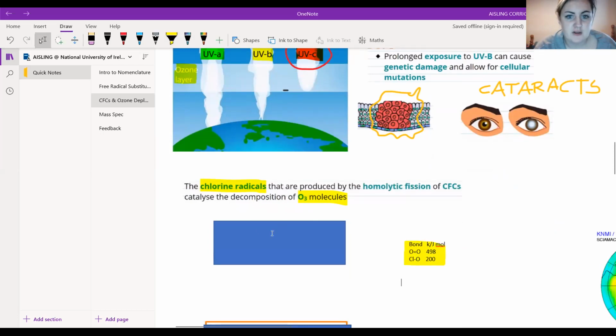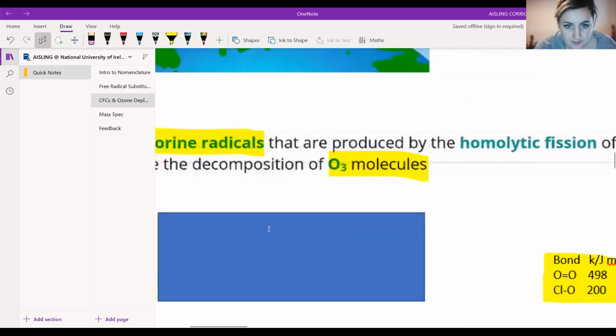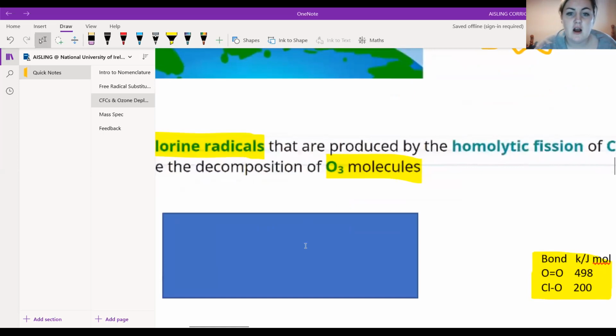So see if I can zoom in here. I can. Right. So first of all, do you know what? Why don't you just give it a go? If you want to put a propagation step and how a chlorine radical reacts with O3, just have a go. If you get it wrong, get it wrong. Just have a go.